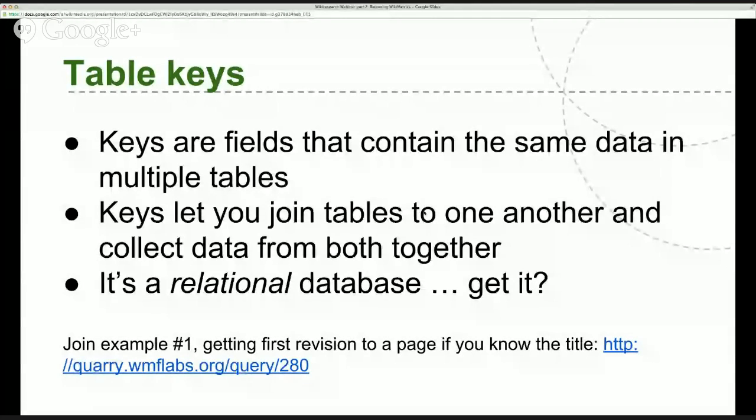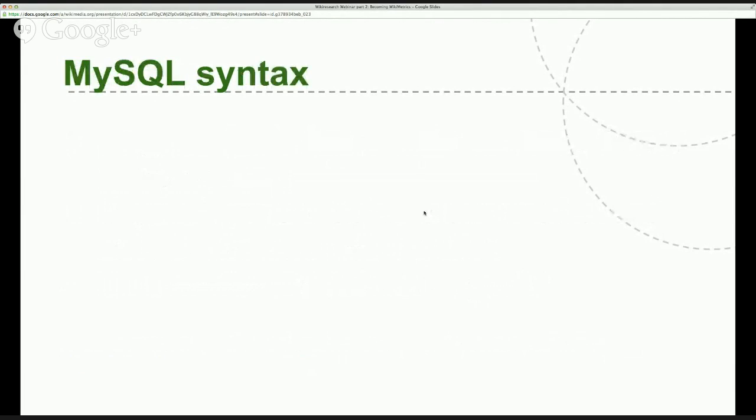So keys let you join tables to one another. The rev page field in the revision table is going to have a number in it, and that number is going to match a number in the page table, which means that that revision was made to that page. That lets you join tables together and get interesting results. So speaking of joining, let's talk a little bit about the basic syntax of MySQL.